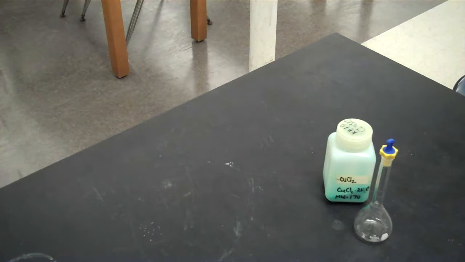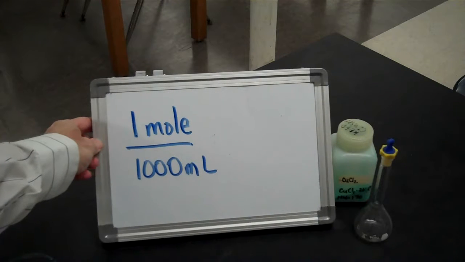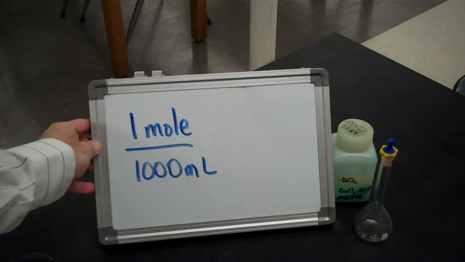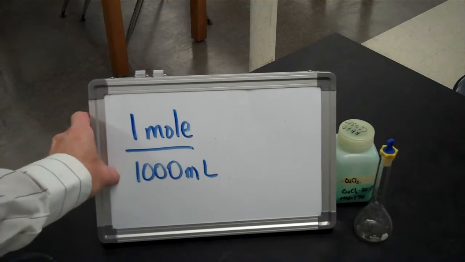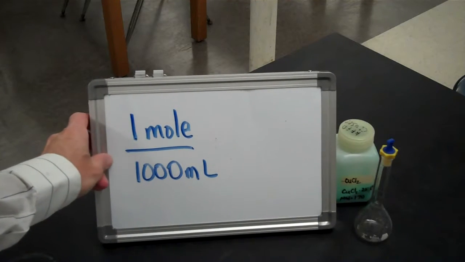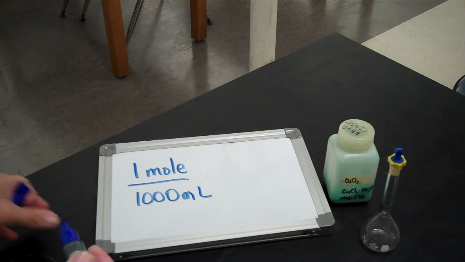Alright, so if 1 molar means 1 mole per liter, it's time to do some math. This expresses how you would write 1 mole per liter as a ratio. 1 mole per, that's the line, a liter is 1,000 milliliters. But I'm not making a liter, I'm going to make this little flask's worth. That's a 50 milliliter flask. So this is my proportion.